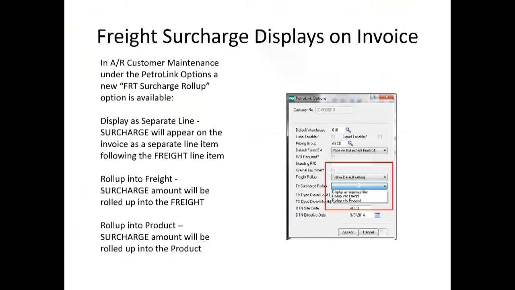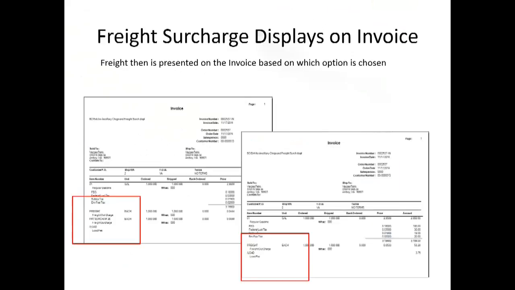And then there's a roll up into product, which is just like the freight, but would actually put it up into the product itself. So you can control your freight and that freight surcharge differently depending on what your presentation needs are. So for example, we have an invoice here that has the freight actually exploded out on the left, the freight surcharge, and the one on the right has it rolled up into the freight itself. So lots of different options, lots of different granularity, but we wanted to add that capability.